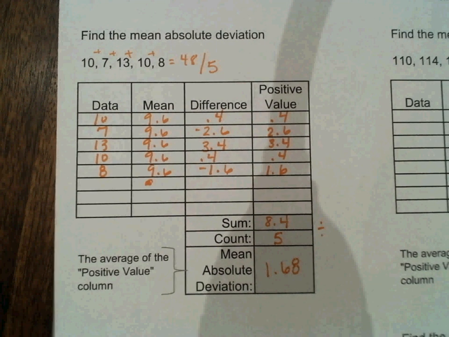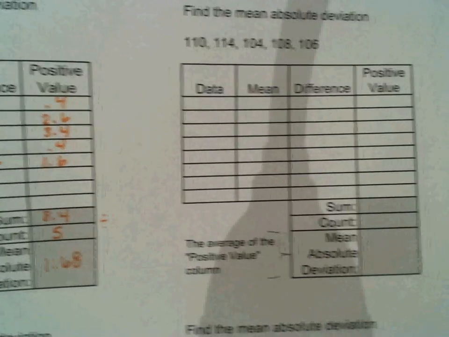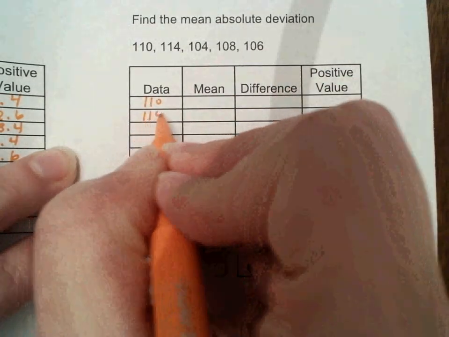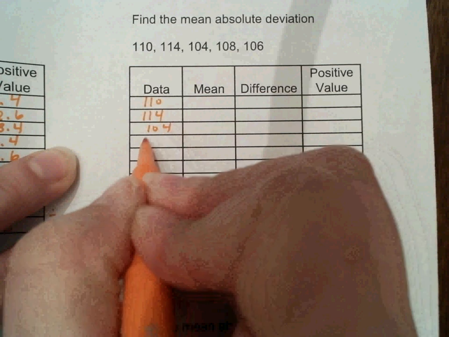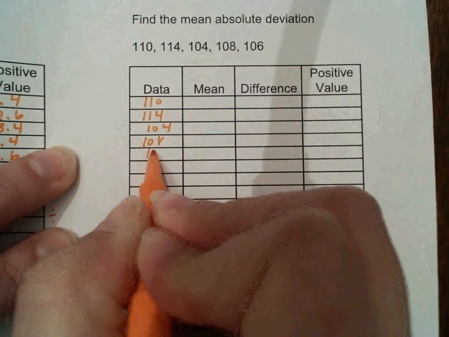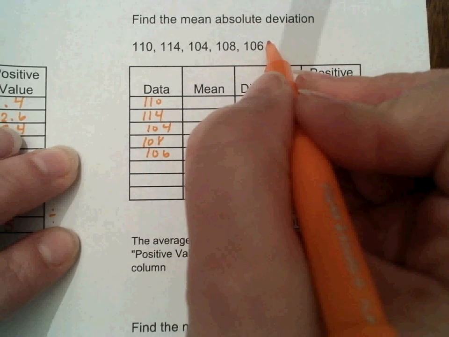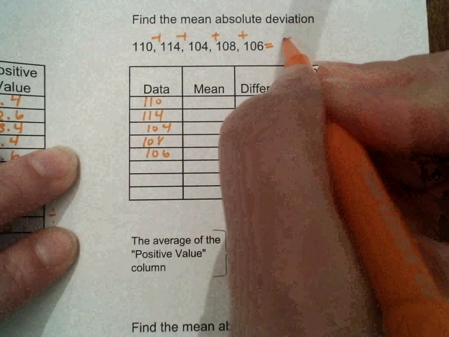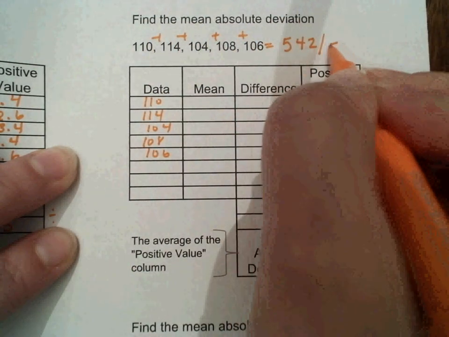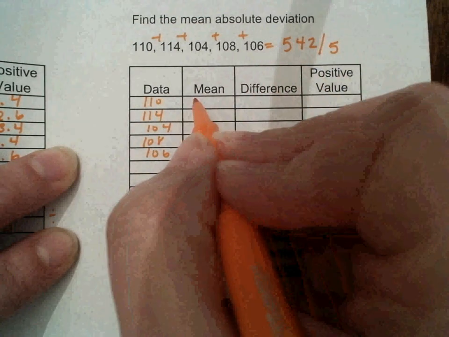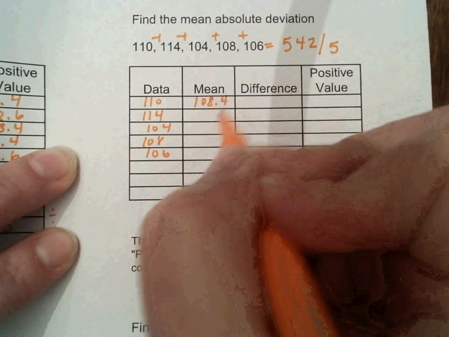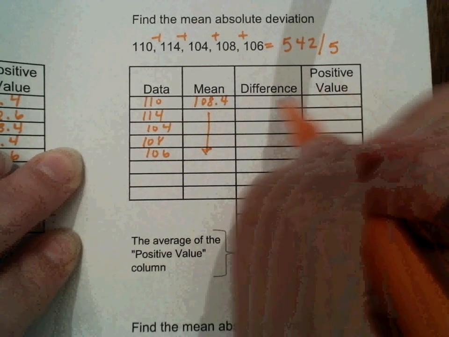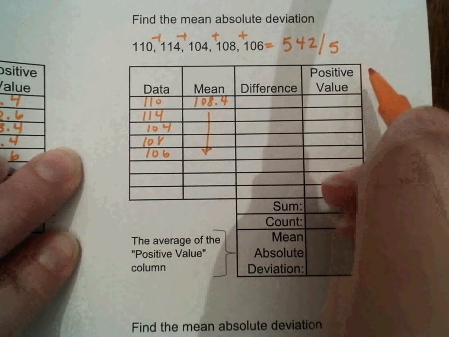Looking at number 2. Once again, I'm going to write all my numbers out. So 110, 114, 104, 108, 106. I have 5 numbers. When I add all these numbers together, I get 542, divided by 5 leaves me with 108.4 for each one of these. I'm going to subtract. I'm going to go straight to the positive value.